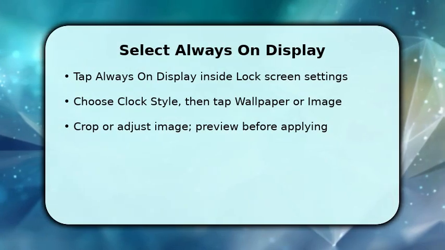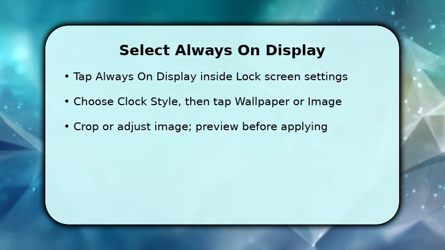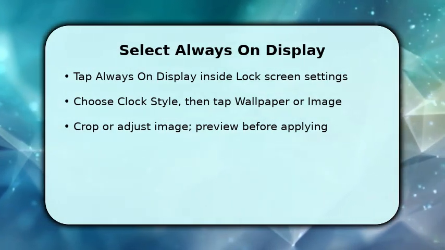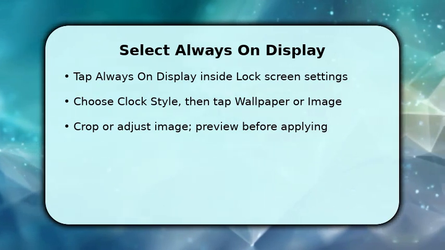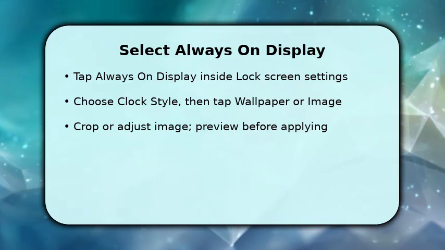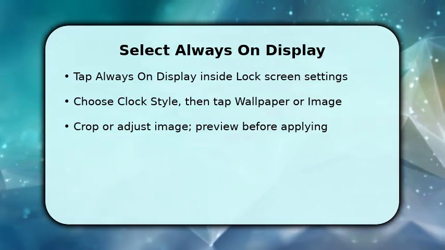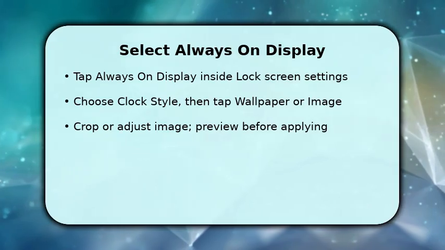Now tap Always on Display within Lock Screen and pick the Always on Display toggle if it's not active. Choose Clock Style to access wallpaper or image options, then select Add Image or Wallpaper to pick your saved photo. You'll crop and position the image to fit the screen.